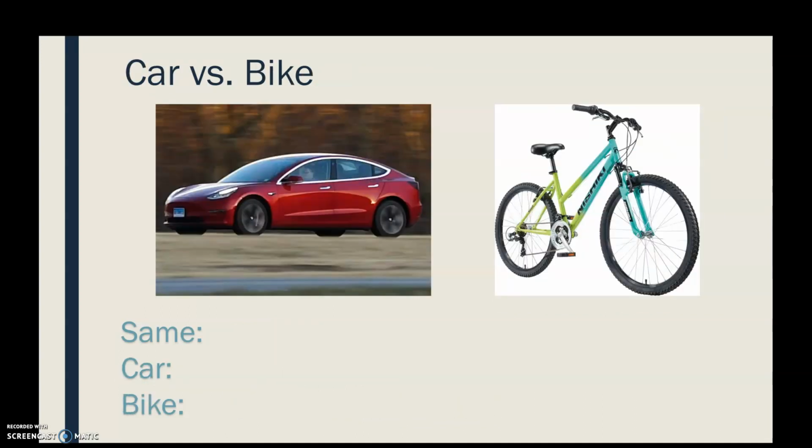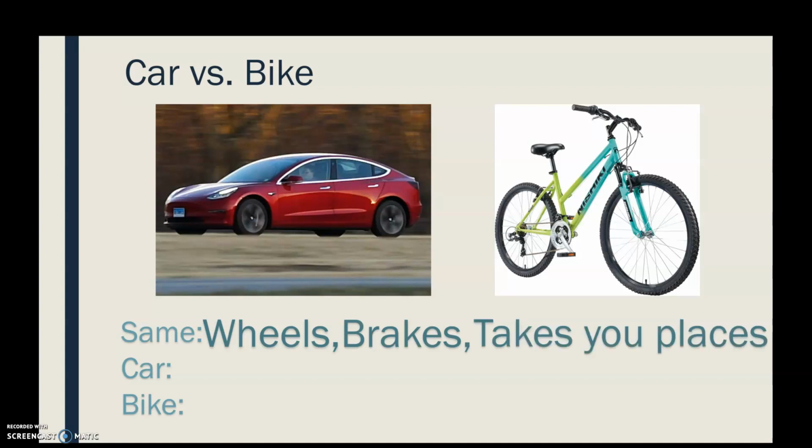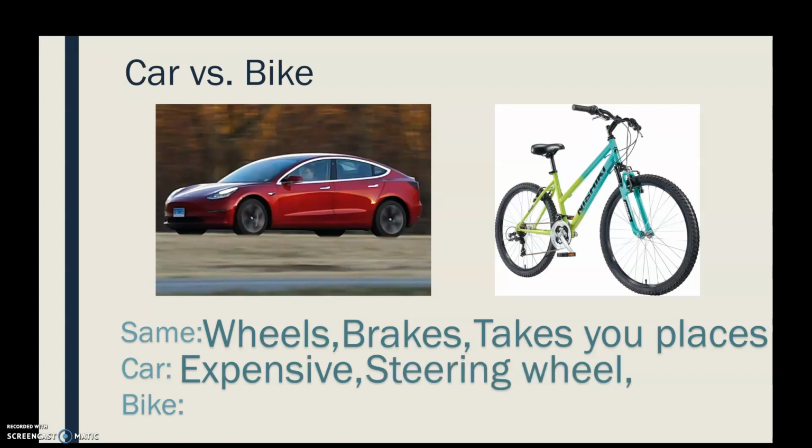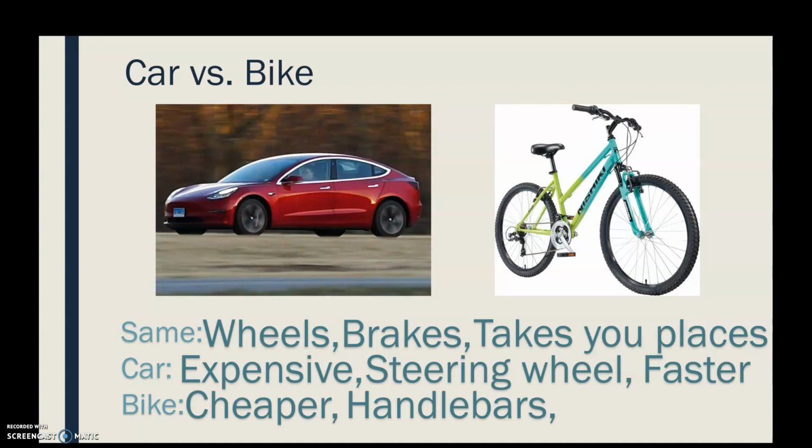Another example would be a car versus a bike. So if we compare these two things, I notice that they both have wheels. They both have brakes. And they both take you places. But just a car is really expensive. It has a steering wheel and it's fast. And then just a bike is cheaper. It has handlebars and it goes slower.